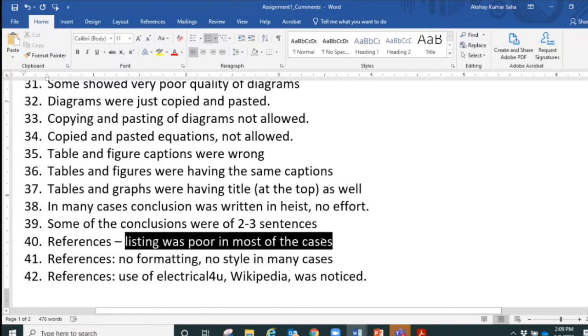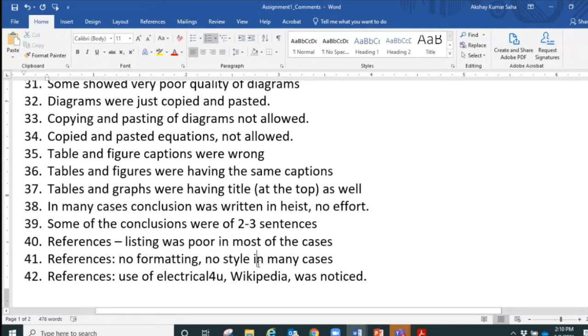Reference listing was poor in many cases. Some were good. Some followed some styles, but still it was not consistent. Consistency is also very important. Style is important. In many cases, I found that there was no formatting because you are using an automatic table, and an automatic table doesn't do the formatting. You have to do the formatting and make sure that the style is there, IEEE style. In many cases, there is no style; it's just there.